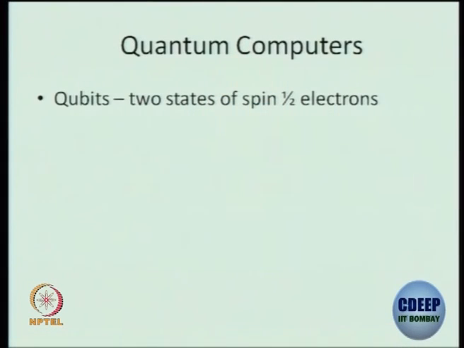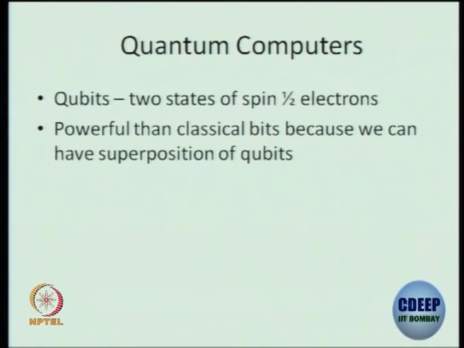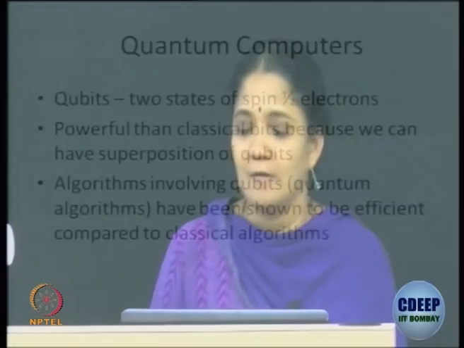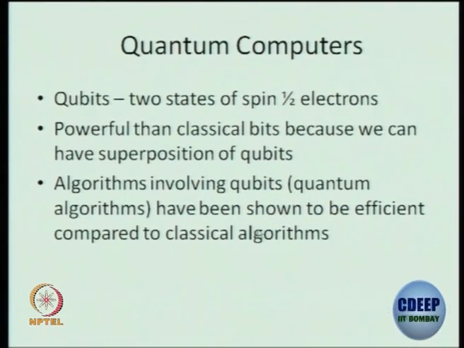So just to give you that qubits are 2 states of the spin half electrons. They are more powerful than classical bits, because there you just play around with only 0 and 1, but here you have superposition of qubits. Algorithms have already been written in the literature. I'm sure some of you would have known at least. So they are called quantum algorithms. They are definitely efficient, especially the factorization problem can be solved in polynomial time, Shor's algorithm. So these have been achievable using qubits.